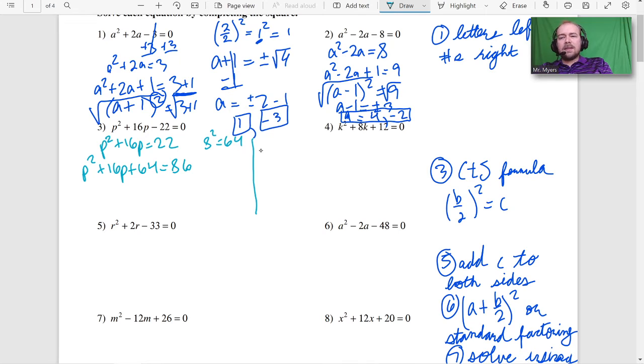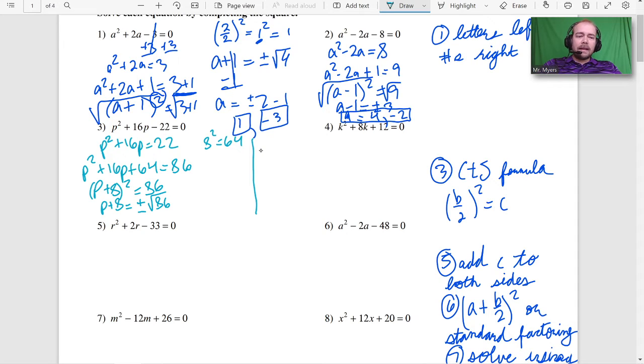I was expecting it to be a square number again, but it's not. It's 86. Well, that's fine, because that's going to be less work for us later. So now we do p plus b over 2 squared equal to 86. And we take the square root of both sides. P plus 8 equal to plus or minus the square root of 86.